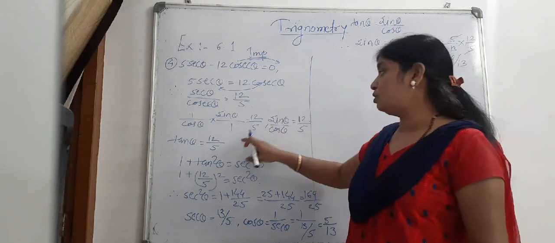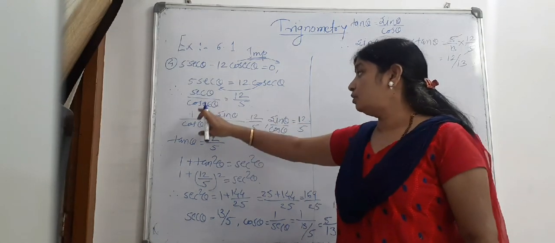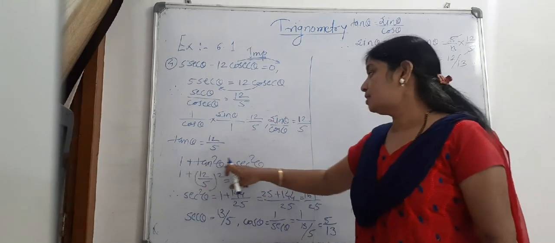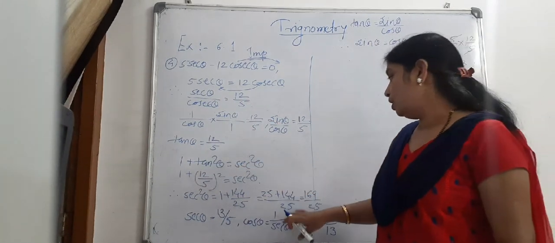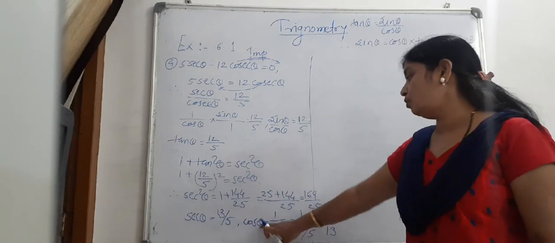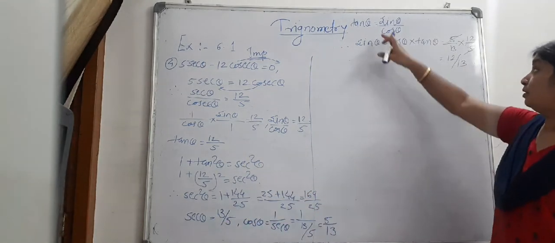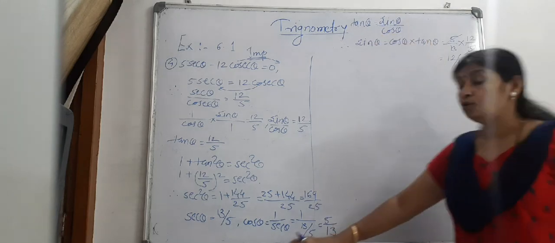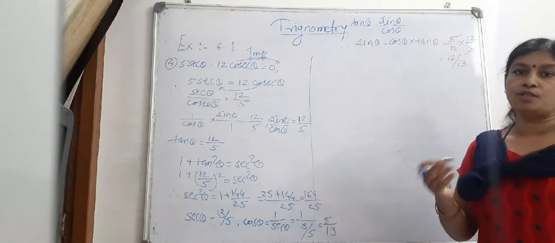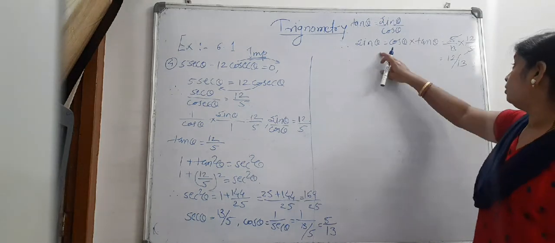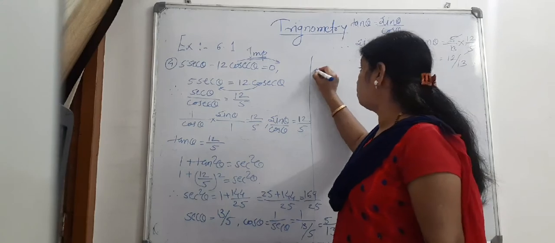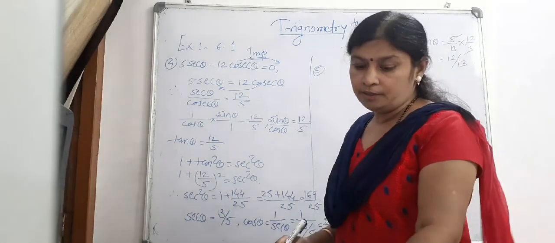You have to use all the formulas. See here, first we used which formula? Sec equal to 1 upon cos, cosec equal to 1 upon sin. Then we used the identity 1 plus tan square theta is equal to sec square theta. If you get sec, you have to use the formula cos equal to 1 upon sec. Then for sin, you have to use the formula tan is equal to sin upon cos, or you can use the property sin square theta plus cos square theta equal to 1. And then you get the value of sin.